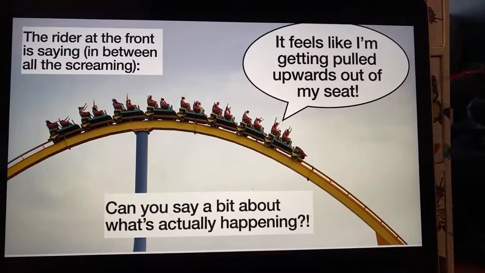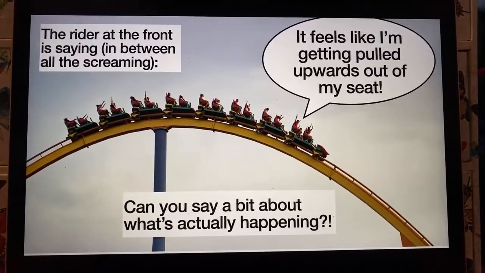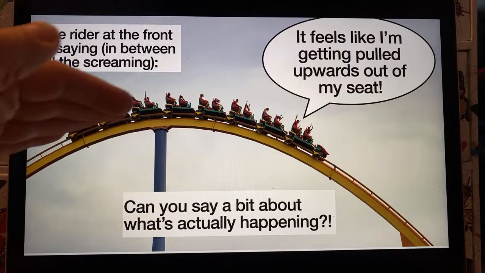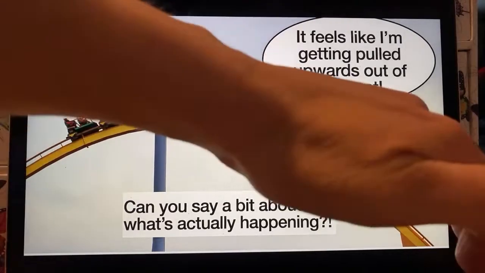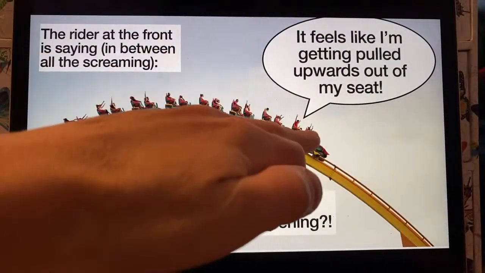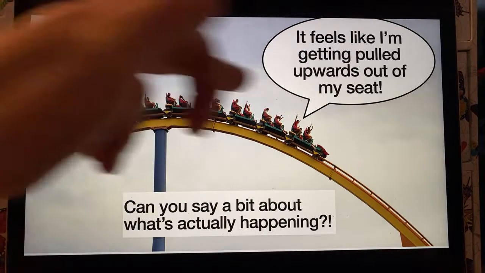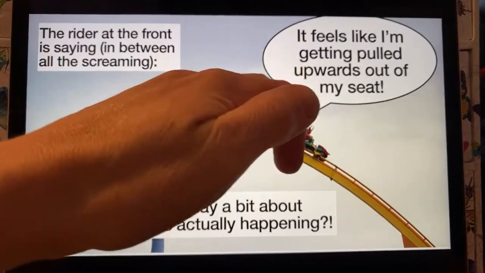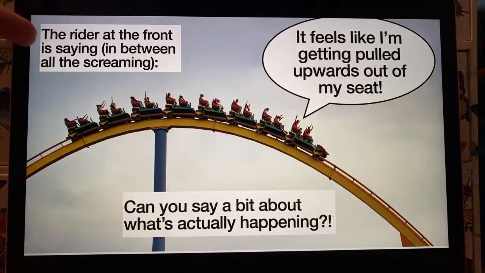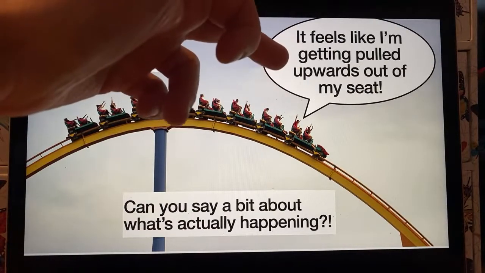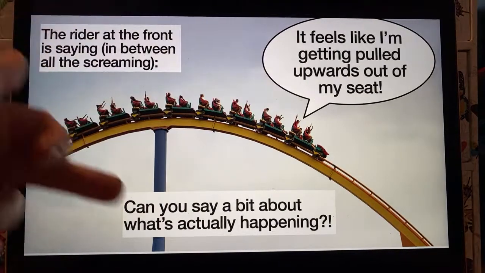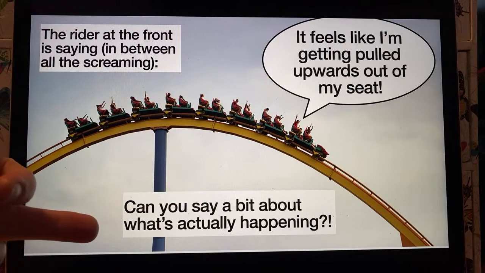So we've got this lovely photo here. I don't know which roller coaster this is actually, but these people have come up a hill, they've got to the top of the hill, and now they're speeding down a hill. And the ones at the front have got their arms, I think these guys are pretending, but the ones at the front have got their arms thrown right up, and they're saying, in between all the screaming, "It feels like I'm getting pulled upwards out of my seat." Can you say a little bit to them about what is actually happening?